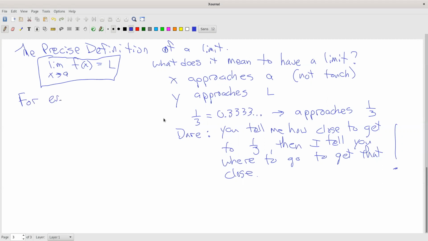So for every epsilon, that's the Greek epsilon, and epsilon here is just a small y value, or a small change in y, I should say. So for every epsilon greater than 0, there exists a value called delta greater than 0. And this delta here, that's delta, by the way, lowercase delta, and it's a small change in x.